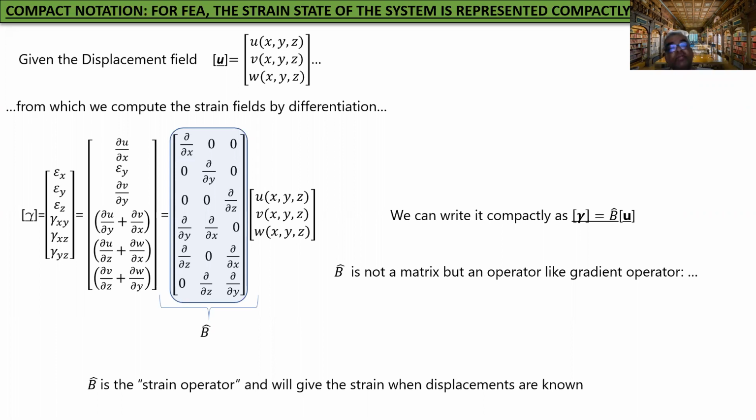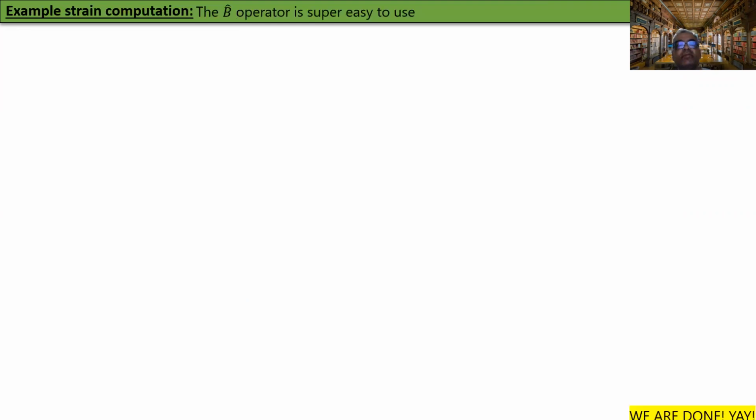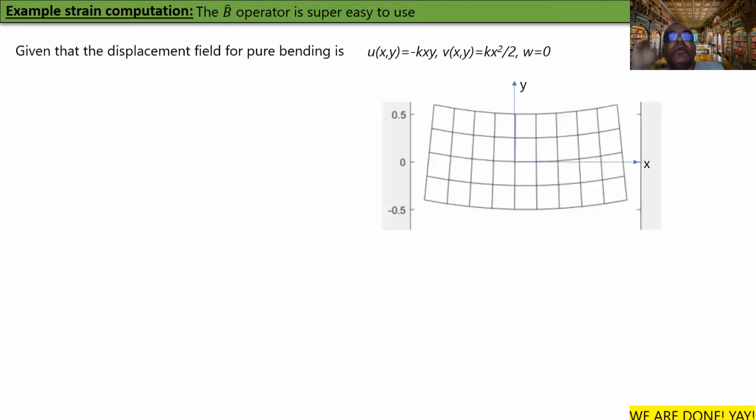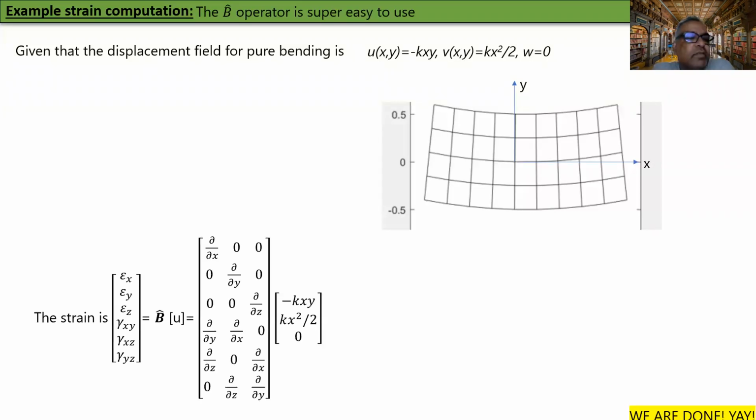Okay, thank you very much. We will actually do an example problem and then we will see what happens next. Okay, here is an example problem. So for pure bending again, we know u(x,y) is minus kxy, v(x,y) is kx squared over 2, w is 0. Let's see what happens. So the strain is B hat of u. I want you to do it by yourself and tell me what you get for the strain. So pause the video, try and do this operation, and compare with what I got.